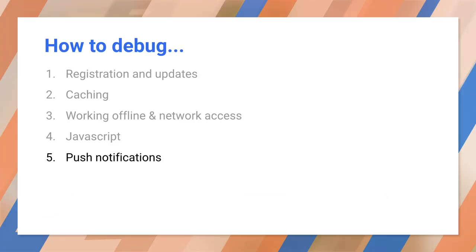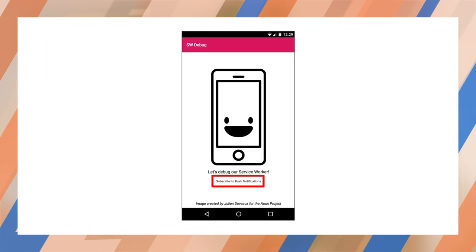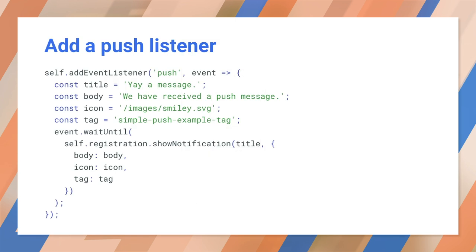So, we've seen most of what you would do in building and debugging a PWA, but I saved one of the most complex things for last: push notifications. There's already a button and code for subscribing to push notifications, but it still needs a push listener. The service worker needs to listen for push events. It then creates a notification object and calls showNotification. This notification is wrapped in a promise, so we need to call event.waitUntil to pause until it appears.